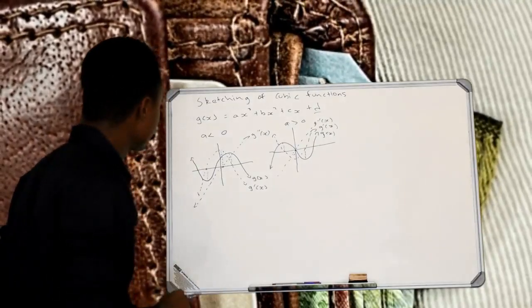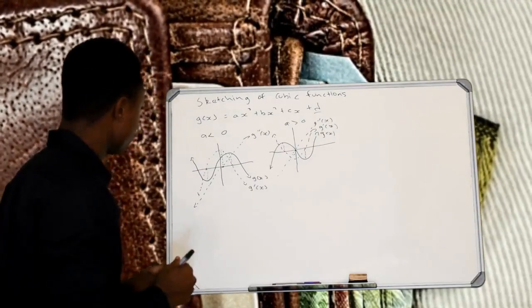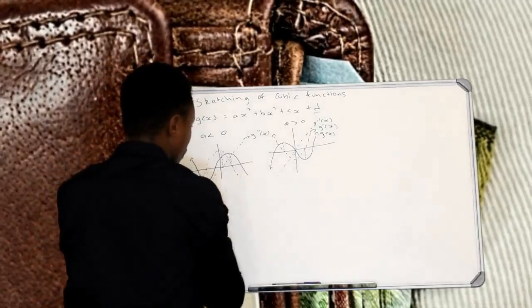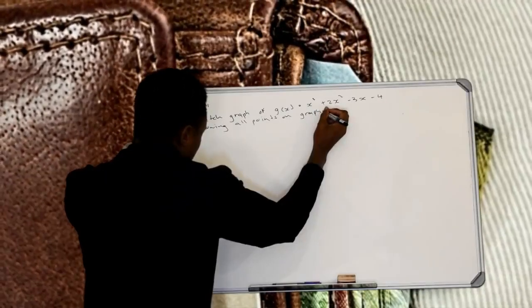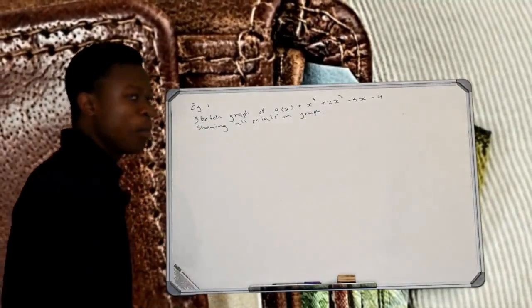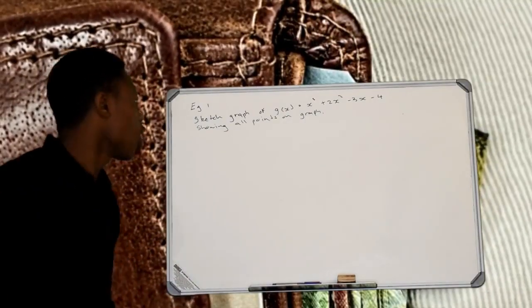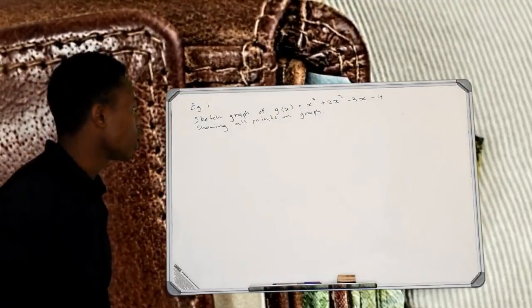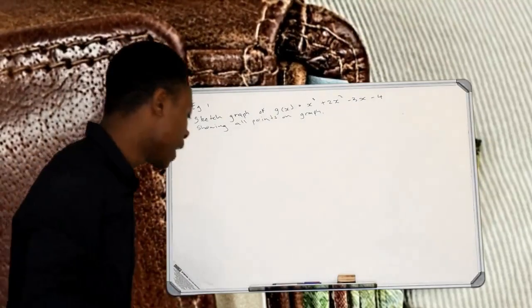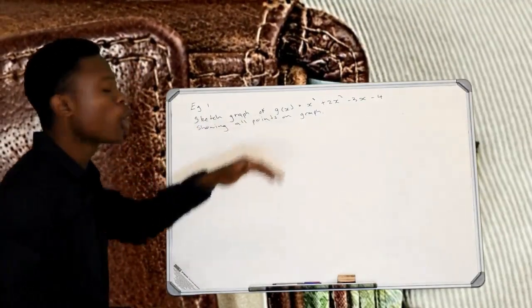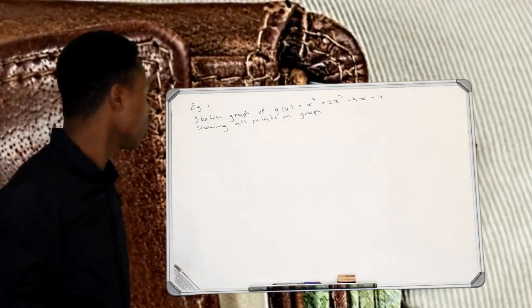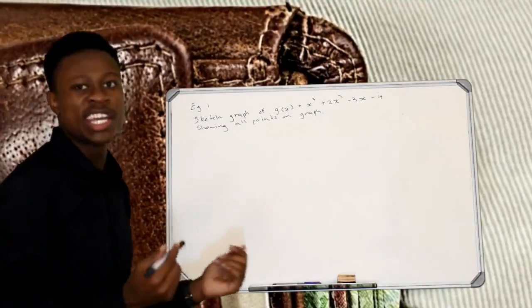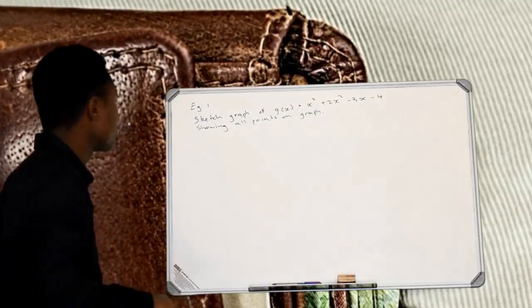The example, let me erase this. Okay, so my example one says, sketch the graph of g of x, which is equal to x cubed plus 2x squared minus 3x minus 4, showing all points on the graph. Okay, so what do we do? Let's look at it step by step.